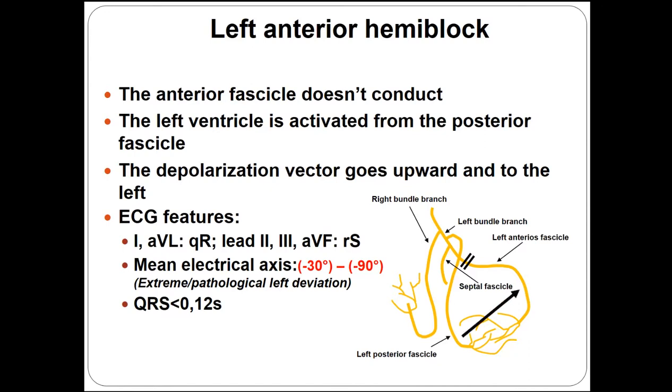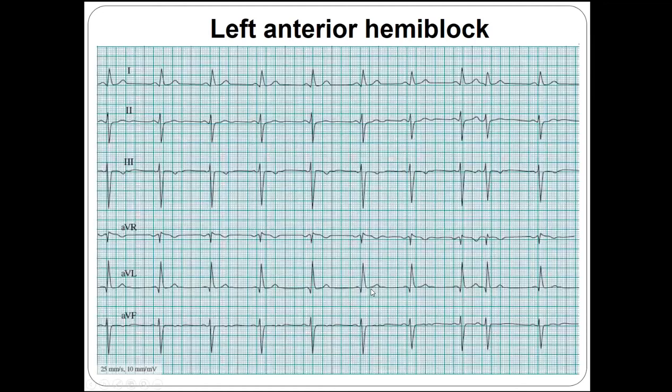If the anterior is missing, that's like when your left arm is missing. So this area can only be activated from the posterior. So you have a pathologic left deviation. If the posterior fascicle is missing, you have a pathological right deviation. So it goes toward the right side. This is how you can distinguish. So the method of the axis, this is how you diagnose the hemiblocks.